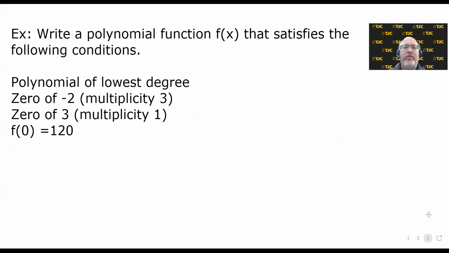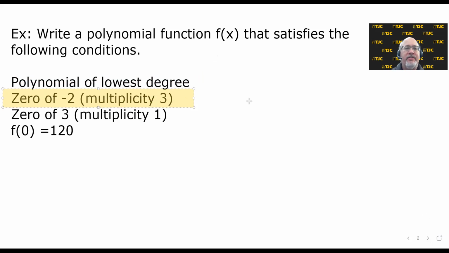We're going to reverse engineer the process. Instead of giving a function and finding its zeros, we're going to start with the zeros and end with the function. For example, write a polynomial function f of x that satisfies the following conditions. Number 1, we have a polynomial of the lowest degree. That basically means we don't want any more factors than necessary.